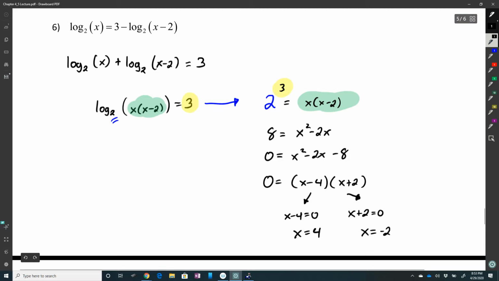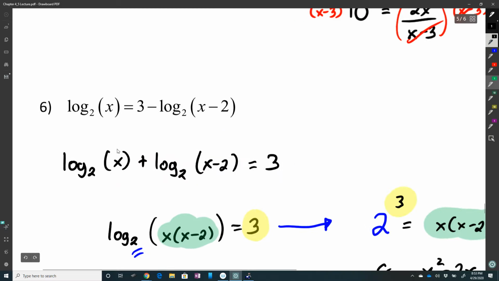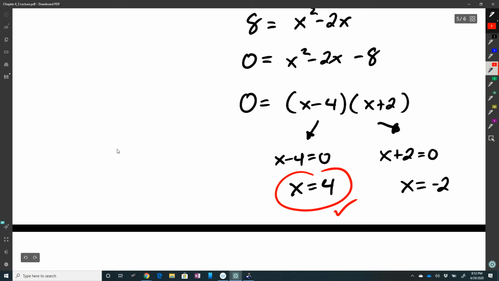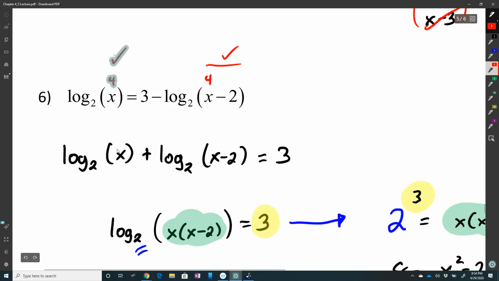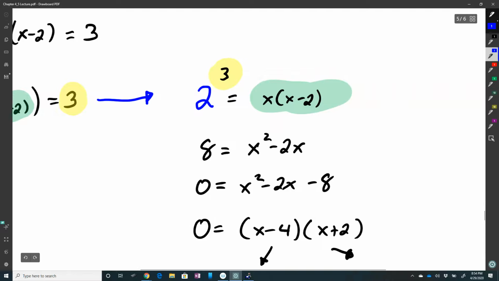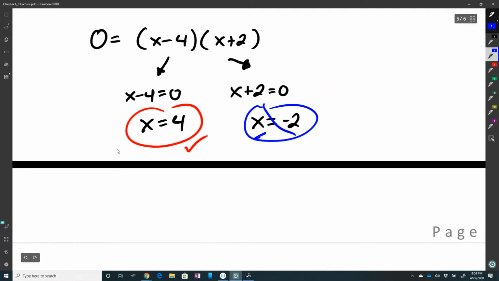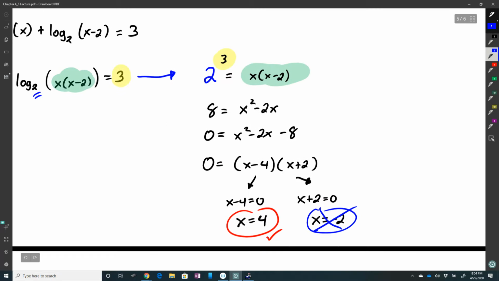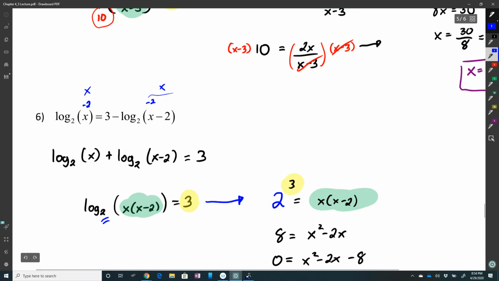Let's see if any of them are fake. What you do is you go back to the original problem. And if I put a 4 here, that works. 4 is positive. 4 minus 2 is positive. So that checks out. So 4 is a solution. Negative 2, though, you can see right off the bat, negative 2 doesn't work. Negative 2 minus 2, that doesn't work. So negative 2 is not a solution. But remember, just because it's negative doesn't mean it's not a solution. It's when you plug it in that you see if it's a solution or not.